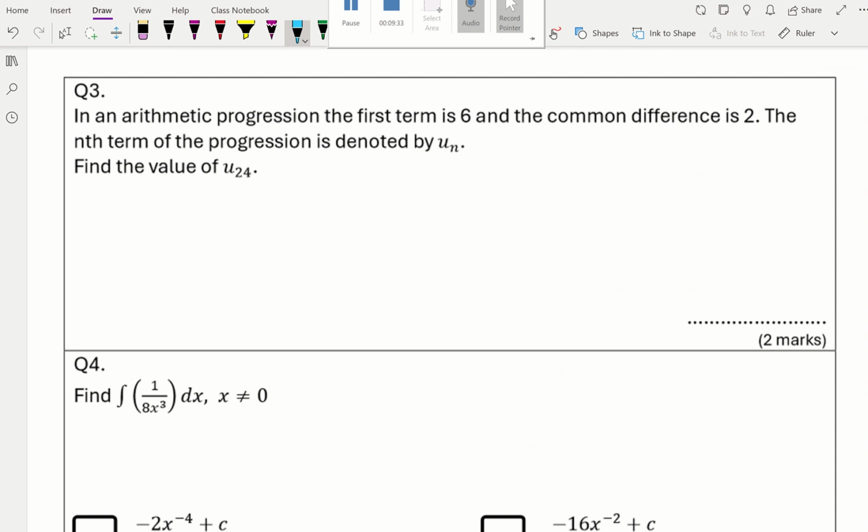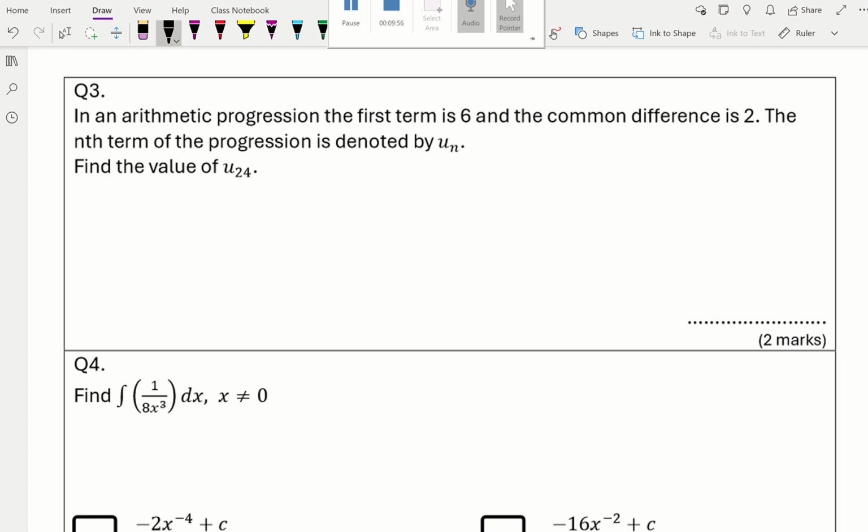Okay, question 3 says, in an arithmetic progression, the first term is 6 and the common difference is 2. The nth term of the progression is denoted by un. Find the value of the 24th term, u24.